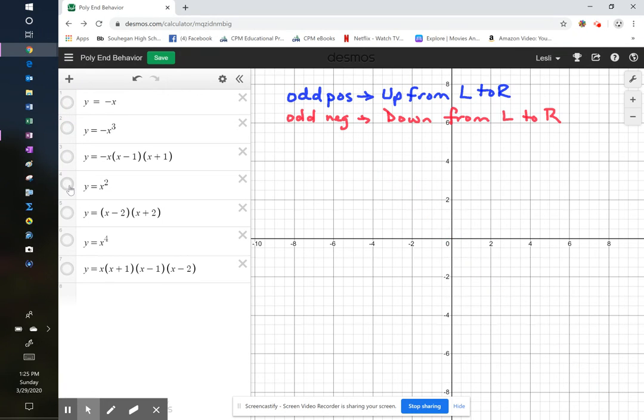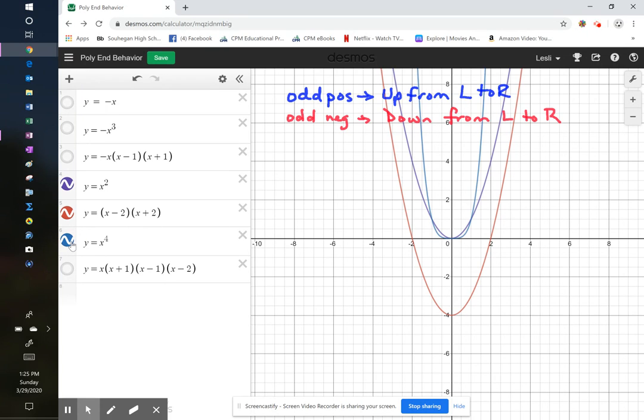So we want to see if even all behave the same way. So first let's look at a quadratic. Notice that it starts high and ends high. Here's a quadratic with an x-intercept at 2 and -2. Notice that they do start high and end high. Here is a quartic going through the origin. And here's a quartic with x-intercepts at 0, -1, 1, and 2.